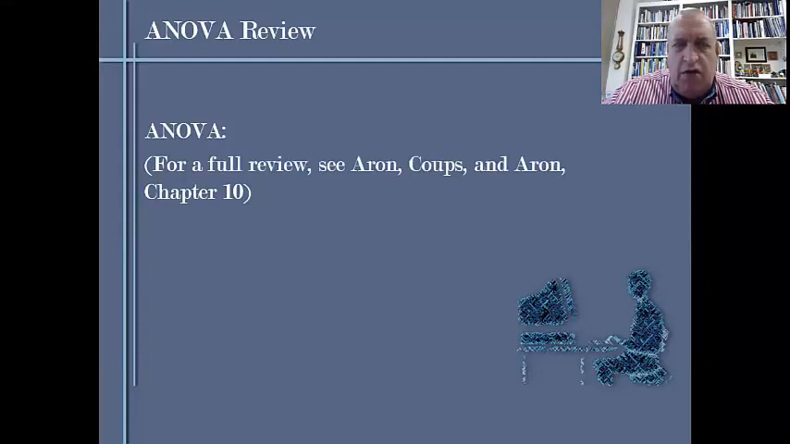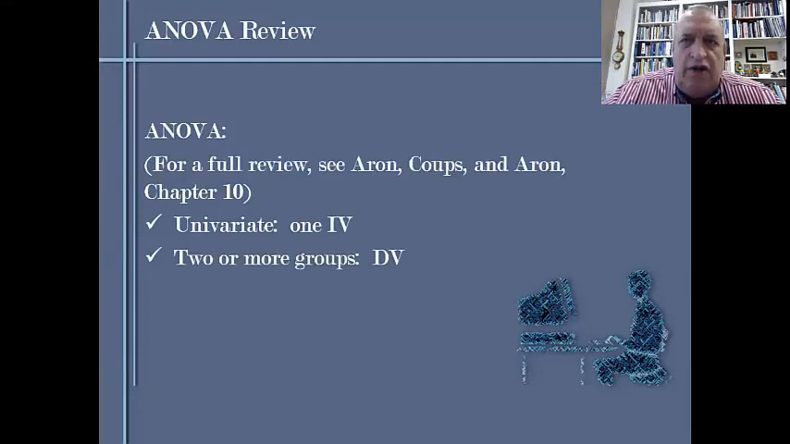We want to begin by looking at our review of ANOVA. For a full review, you can look at your textbook from 9615 and look at Chapter 15, where you will see ANOVA discussed. But the key aspect of ANOVA is that you have one independent variable, and that's very important for us to understand. The independent variable is that variable which does not change. Now understand that with the univariate, you only have one independent variable. However, there are going to be more than two divisions within that independent variable.